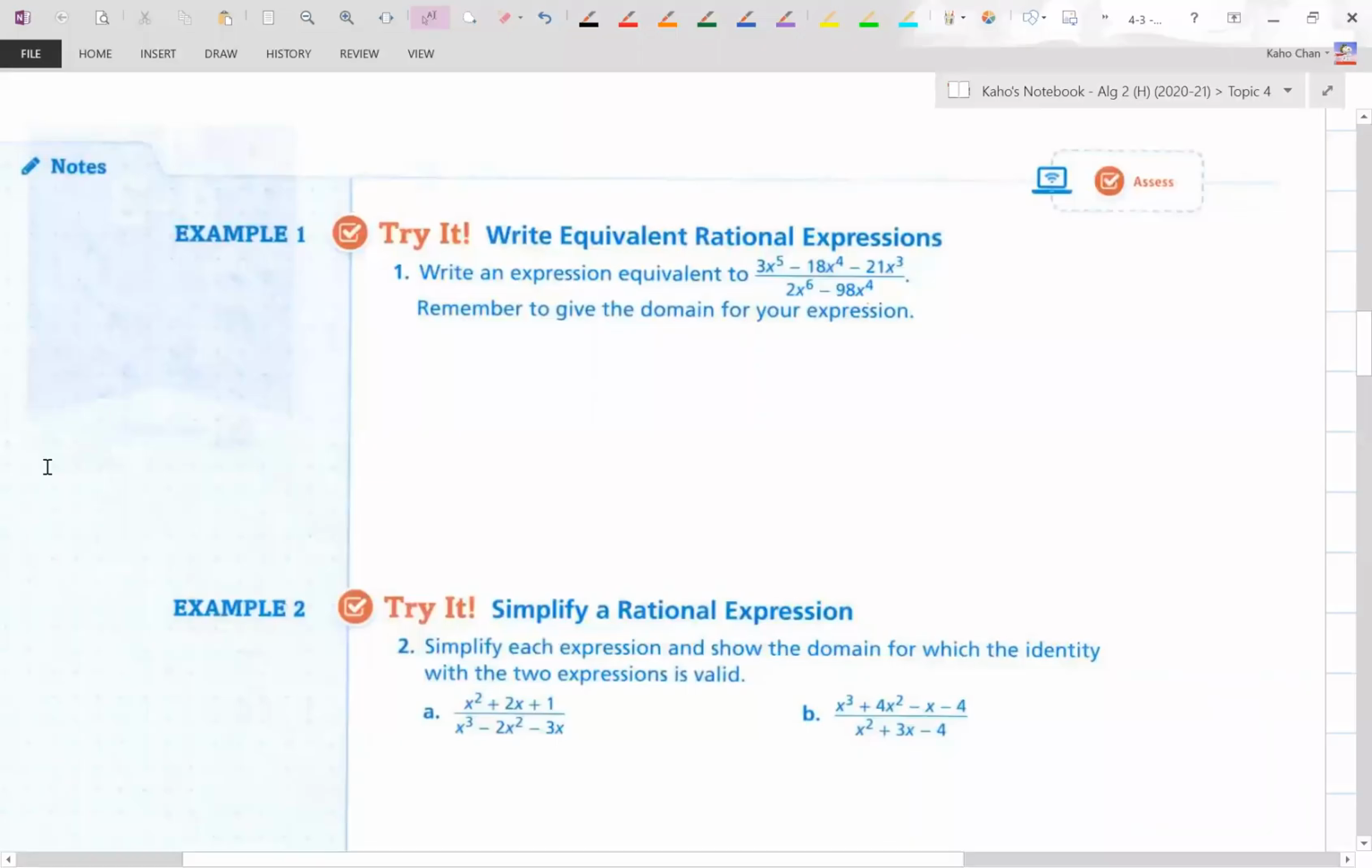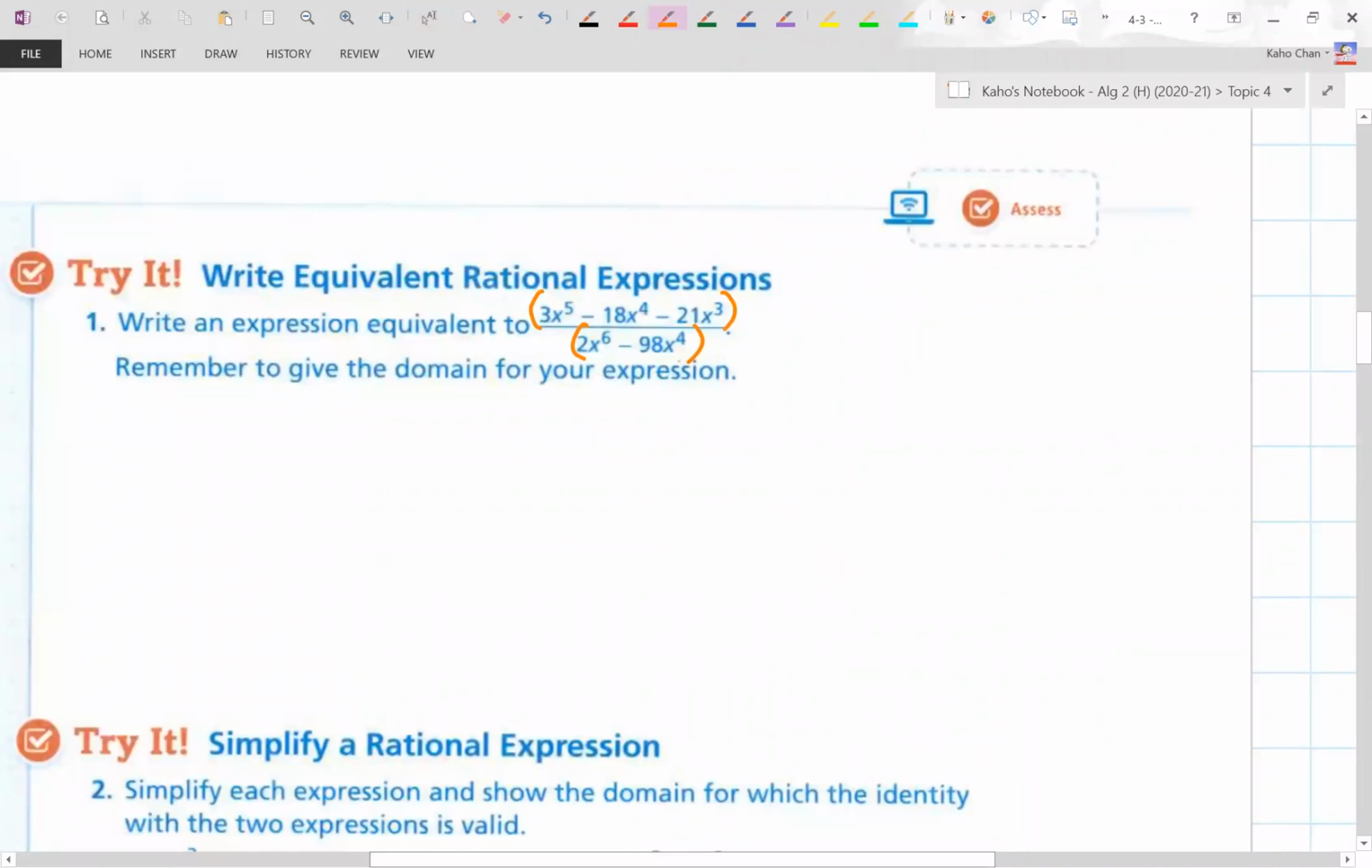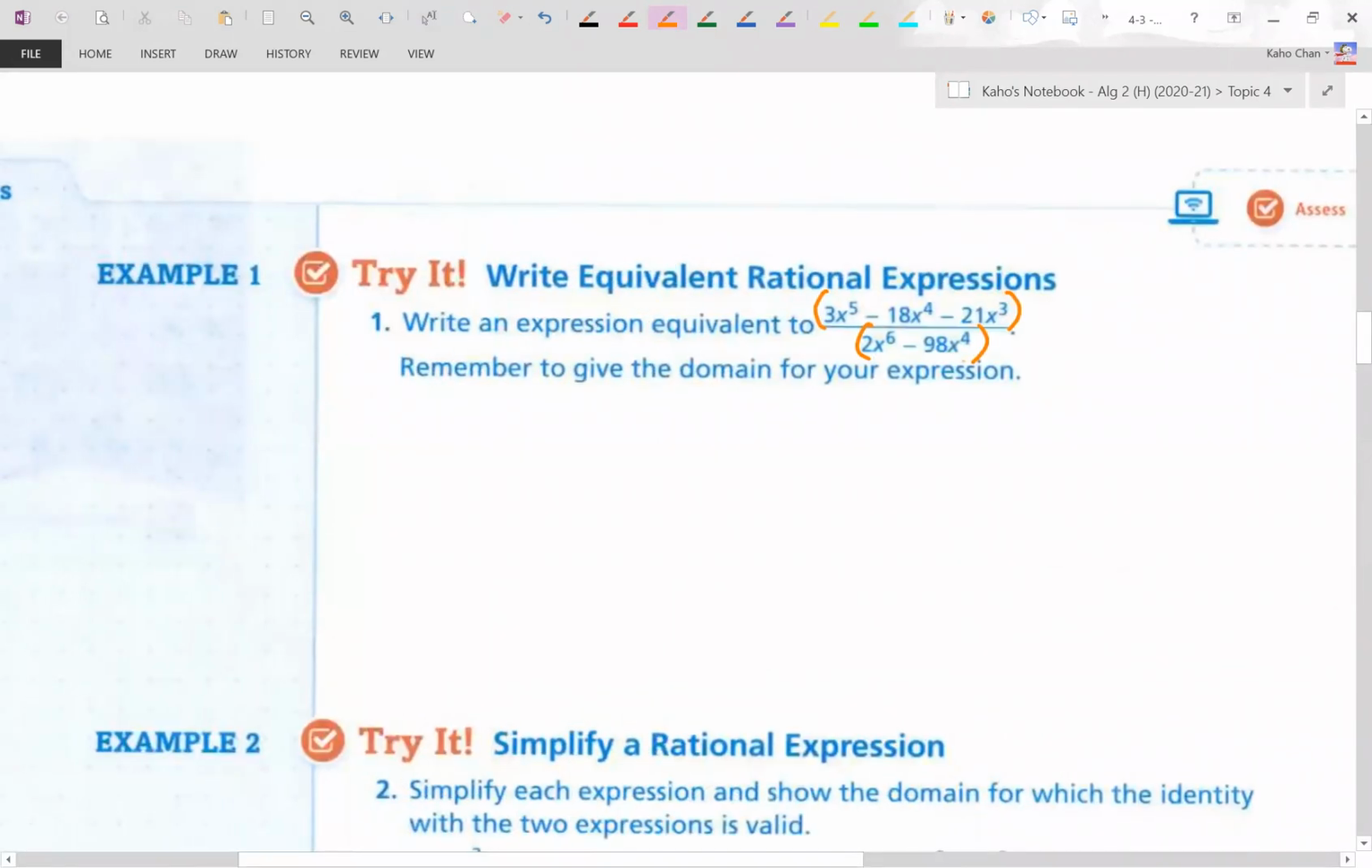So again, please be careful with your polynomials. You might be very tempted to cancel parts of polynomials. That's technically illegal. You want to parenthesize those polynomials. And first thing you want to check, can we factor out a monomial GCF? That's what we need to look for. That is the key here.